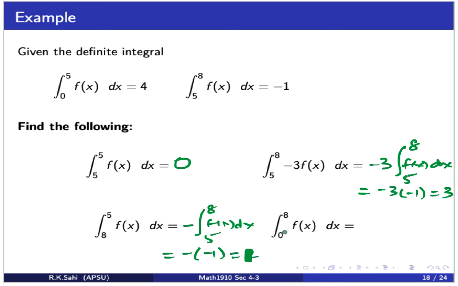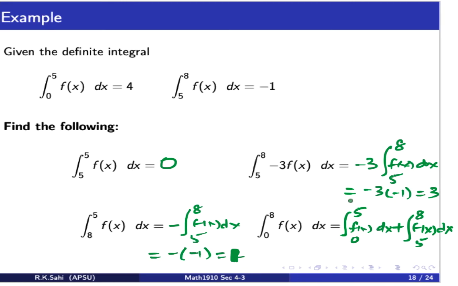Okay, now let's look at this one: 0 to 8 of f(x) dx. We're not given 0 to 8, but what we're given is 0 to 5 and 5 to 8. So we will apply the additive property of integrals. Here, what are you going to write? 0 to 5 of f(x) dx plus 5 to 8 of f(x) dx. Now 0 to 5 of f(x) dx is what? 4, and 5 to 8 is minus 1. The final answer, 3.